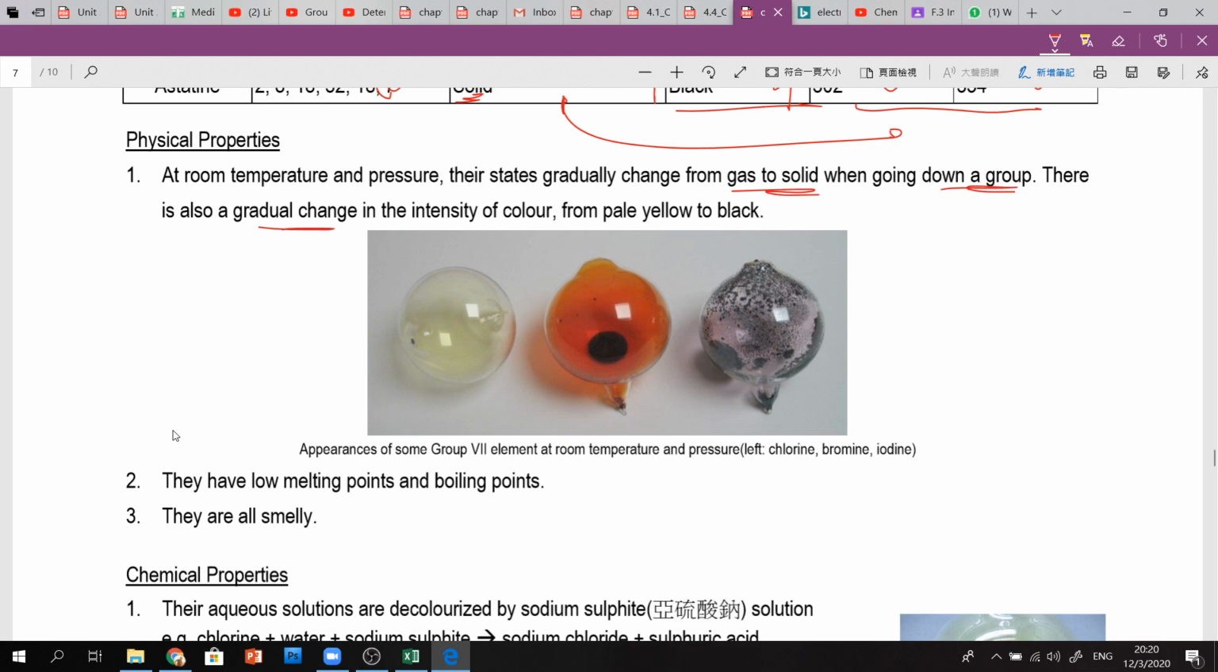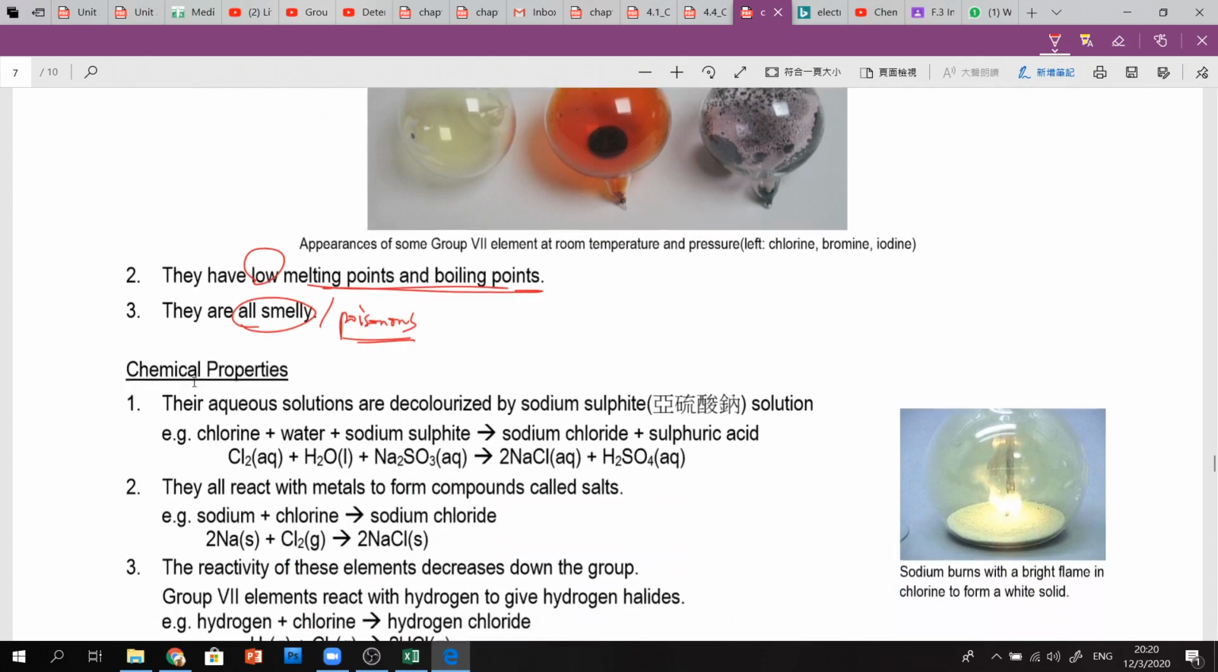There is also a gradual change in the intensity of the color from pale yellow to black. Gradual means not sudden; it changes bit by bit, and intensity means how dark the color is. They have low melting points and boiling points, and they are smelly. They are all poisonous. So this is what I would like to talk about for the physical properties.